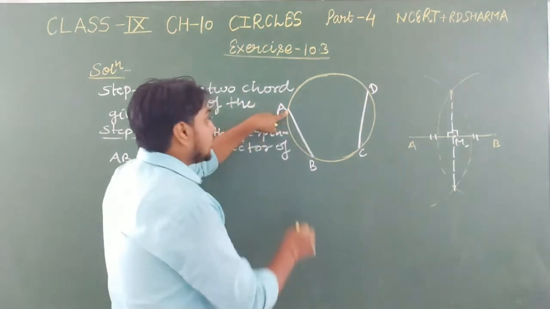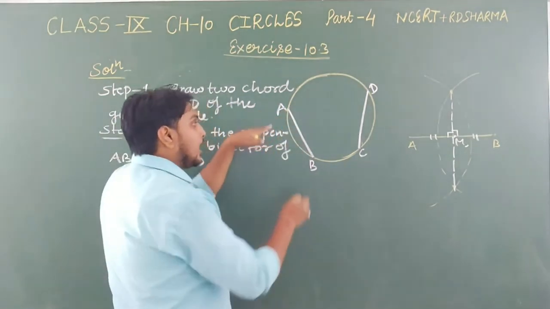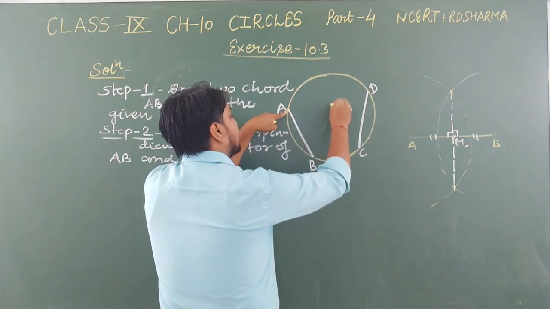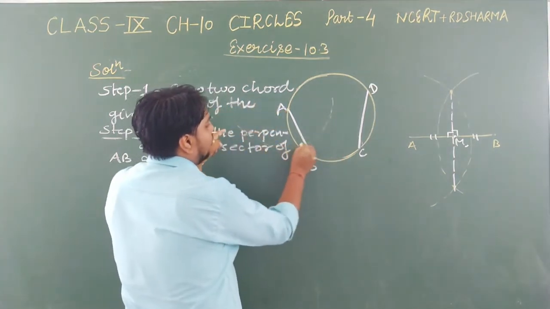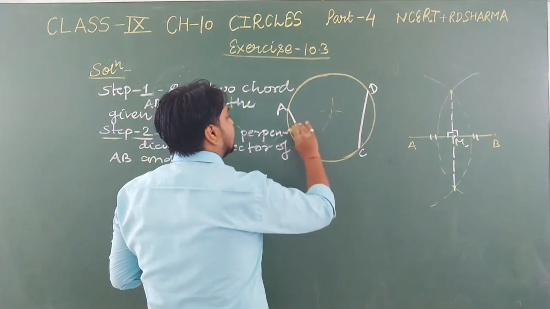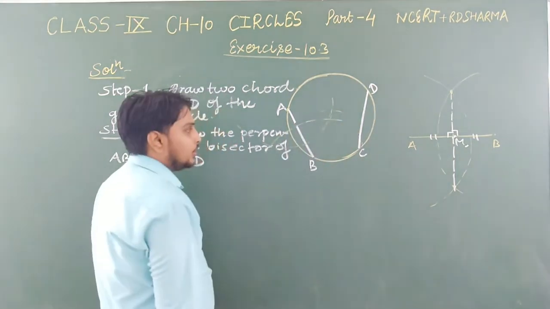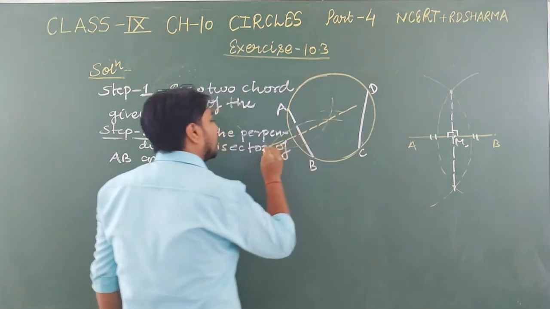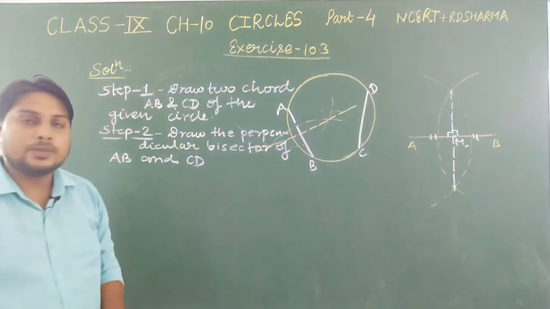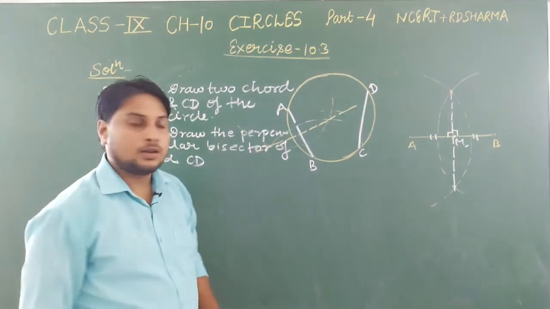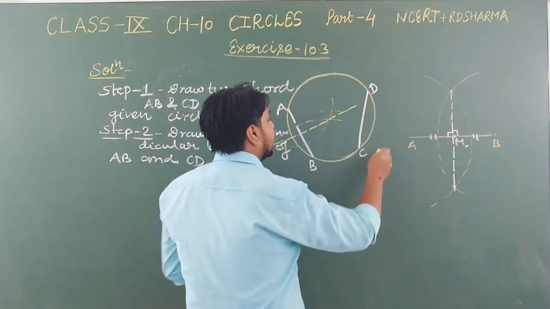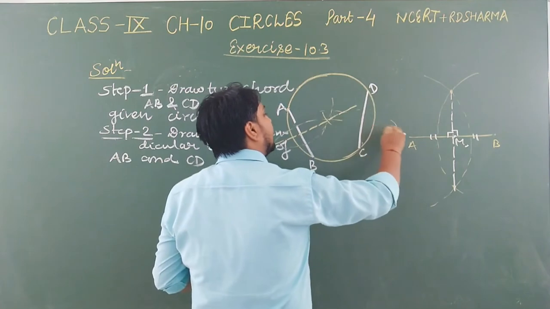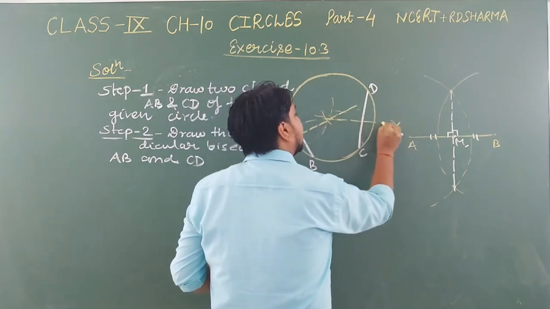How will you draw the perpendicular bisector of AB and CD? Just put your compass at point A and take more than half the distance of AB, and with that radius draw two arcs. The same thing you have to repeat from point B. So you will get a line like this. When you make it in your copy, you will get the perfect figure. Then for CD, again take more than half the distance, make two arcs, repeat from point D, and again you will get a line.